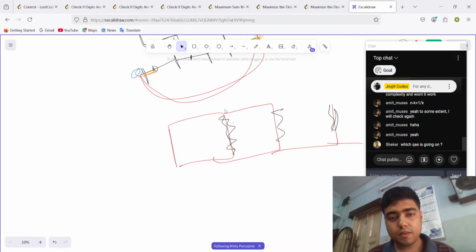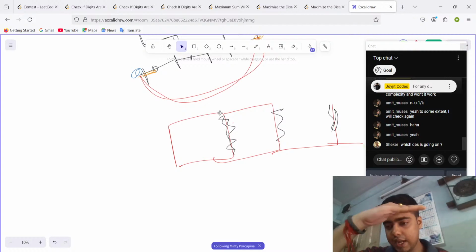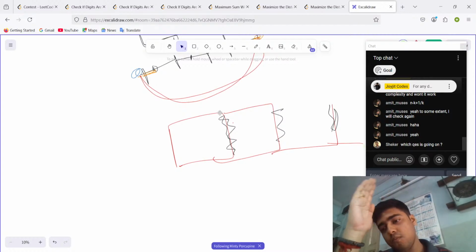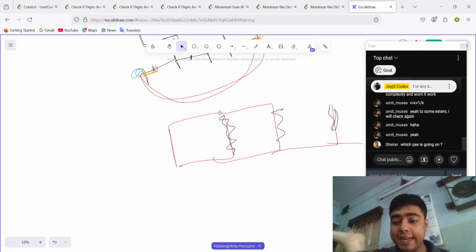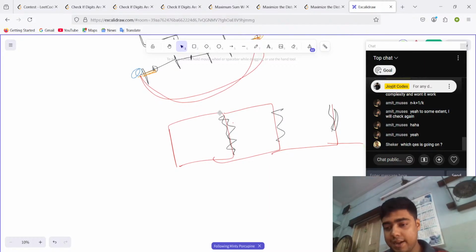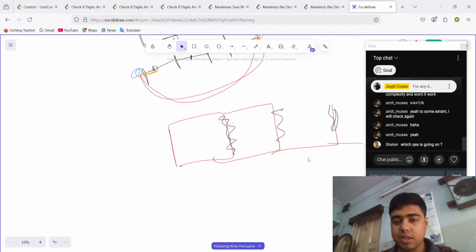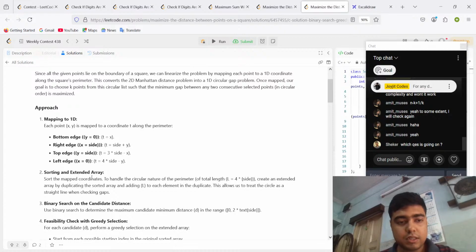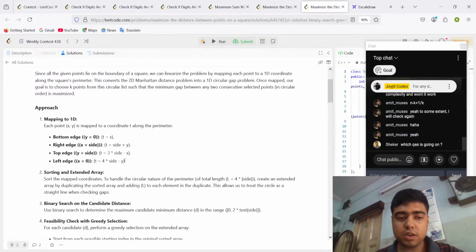Okay, for this line, what happens? Since you know that this was like this, and then we moved it completely by a 180 degree angle, we can't find out the value of that part. So we have to negatively minus it. So he's negatively minusing it. That is 3 into side minus x, and then it is 4 into side minus y.